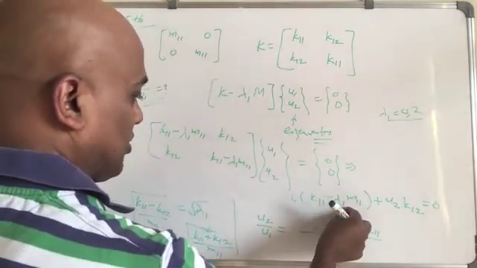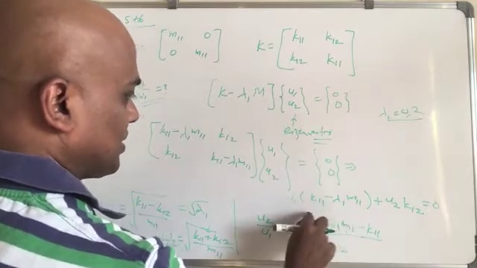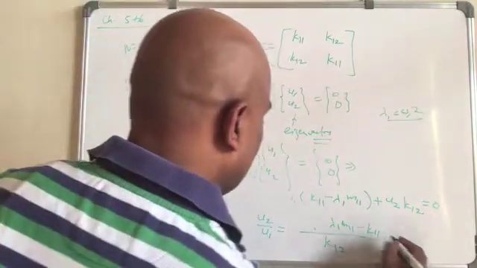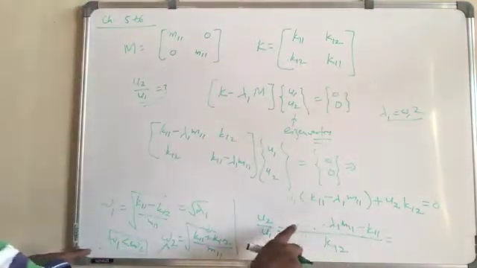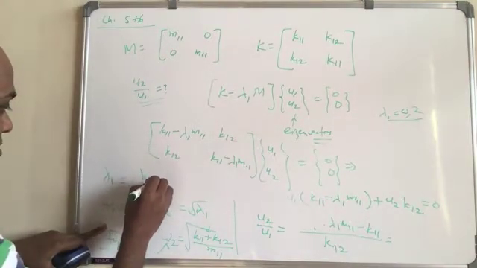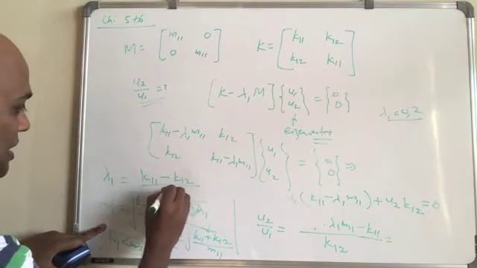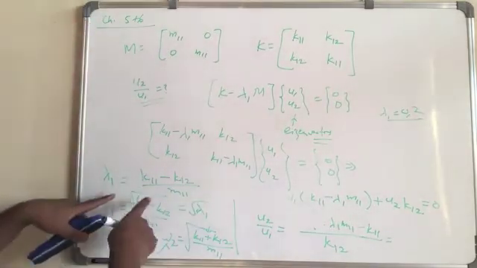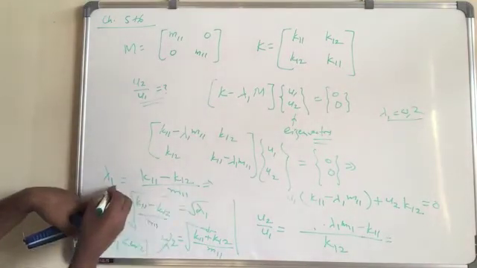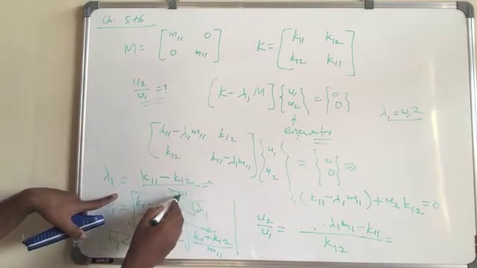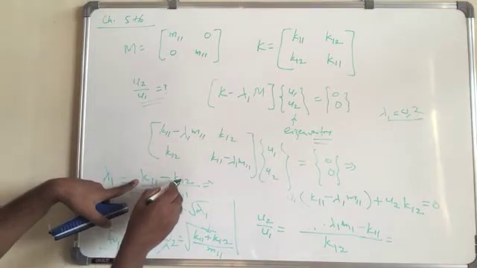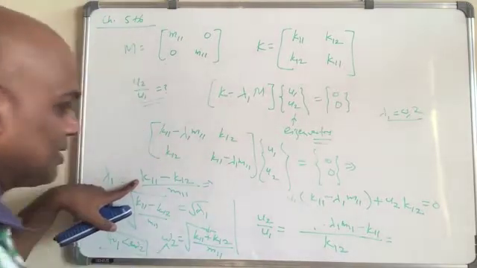Okay, so you put lambda 1 m1 minus k11, so this is the value you get. Now m11, the lambda 1 is this. Lambda 1 from here is what? K11 minus K12 over M11. So say you put it here. That really means M11 multiplied by lambda 1 equal to K11 minus K12, right?